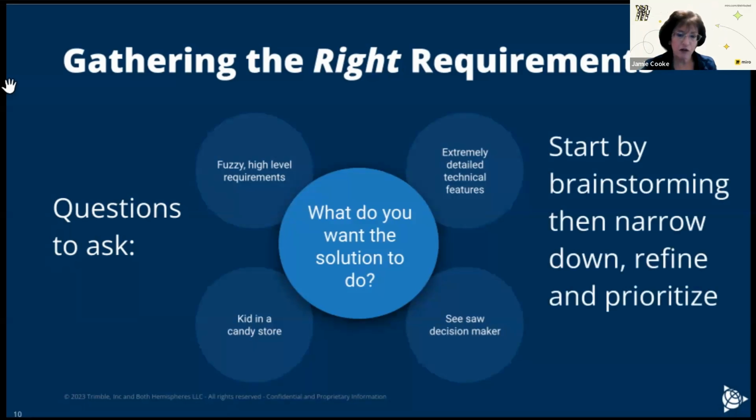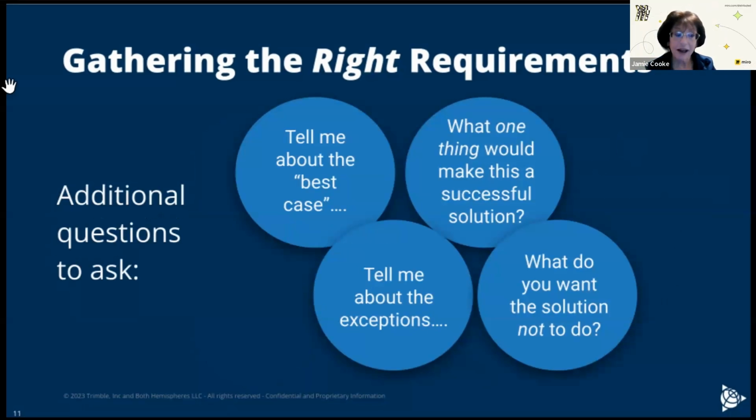And if you start by brainstorming and having the bigger discussion, then you go into the narrow down and refinement exercise. And these are some questions that can help you refine in the discussion. So tell me about the best case scenario or a variation of that. What's the one thing that would make this a successful solution? One thing is emphasized here, right? Don't let them go into the 20 things they're looking for. Have them focus on the highest priority.